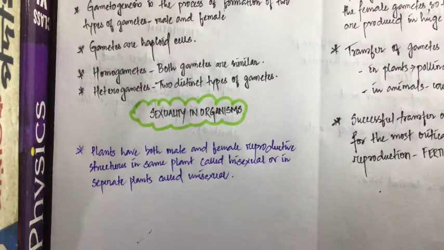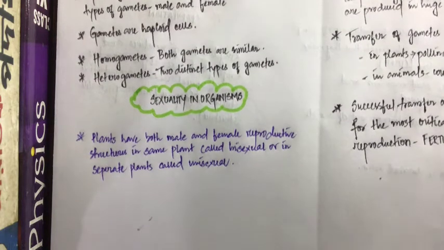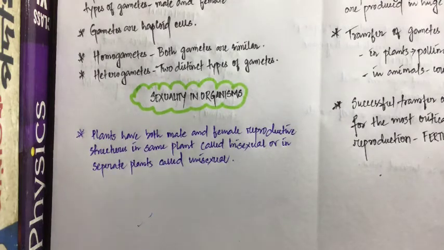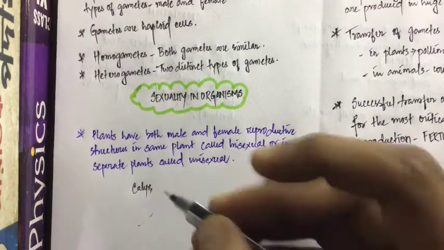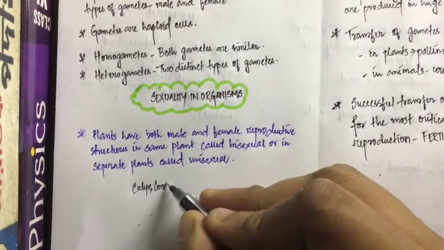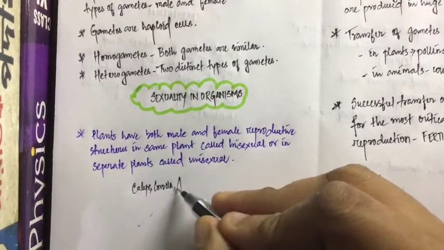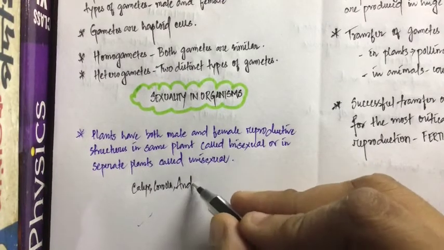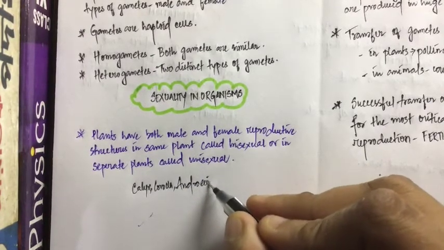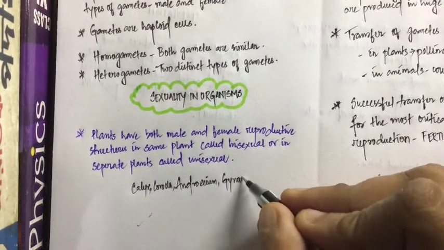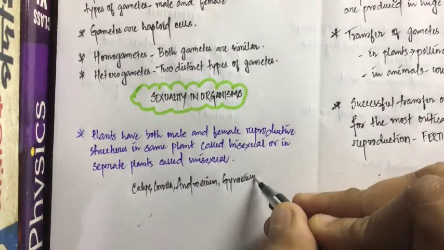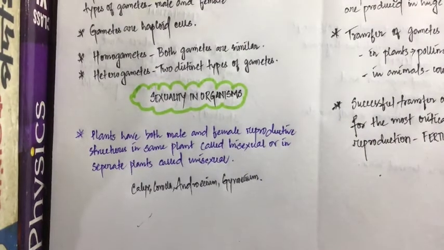Try to understand. I guess you remember the flower. What are the four different parts of the flower? That is calyx, corolla, androecium, and gynoecium. I guess you remember this one. It's a very simple, very basic thing you have studied in class 10. So calyx, corolla, androecium, gynoecium.